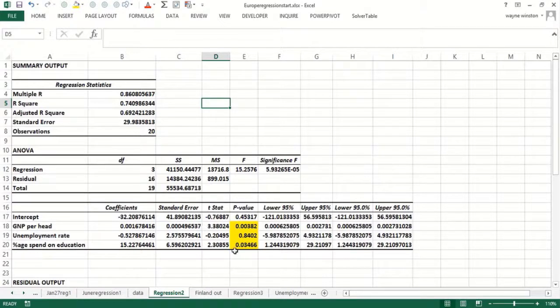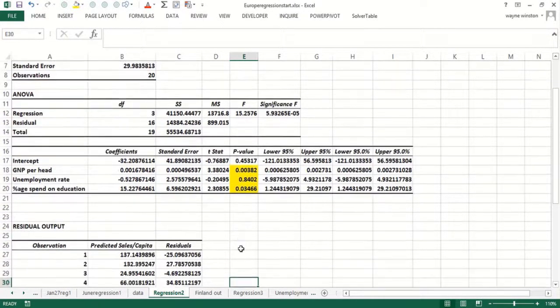Okay, now let's look at the p-values. Okay, GNP has a p-value of 0.004. That means after looking at unemployment rate and education spending, basically, there's only 4 chances in 1,000 GNP doesn't affect computer spending. There's an 84% chance unemployment rate doesn't affect computer spending, so we should throw that out. Now, what percentage is spent on education? What's the p-value for that? 4%. So that's useful.